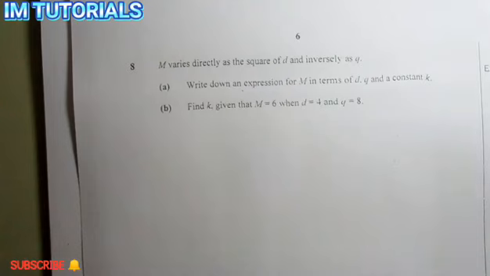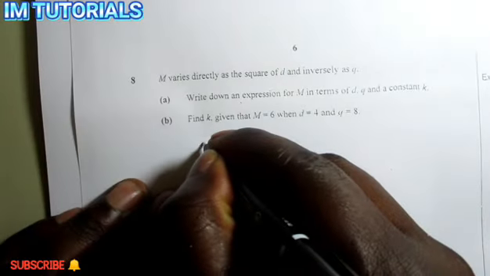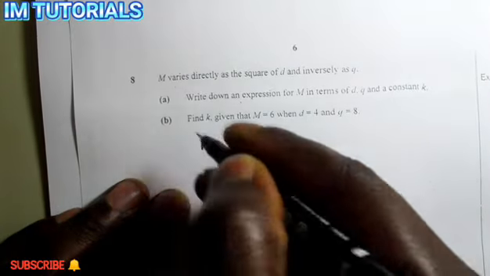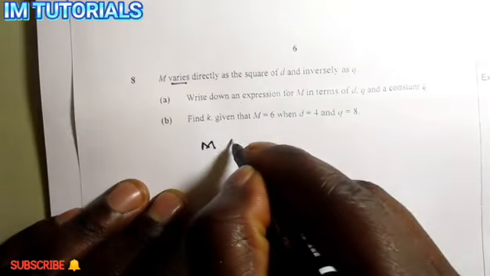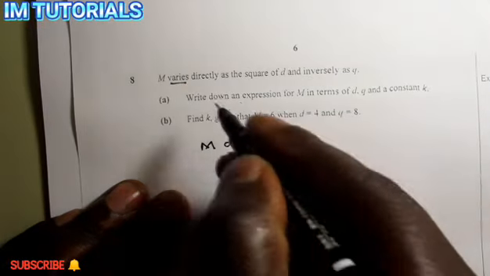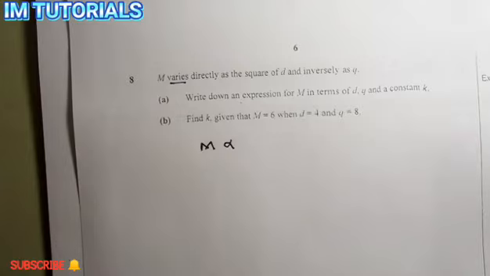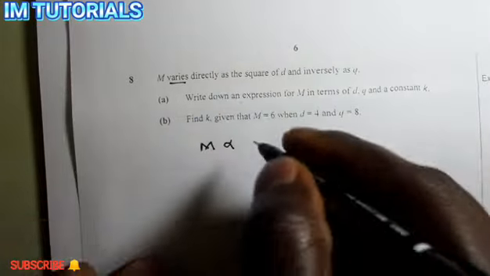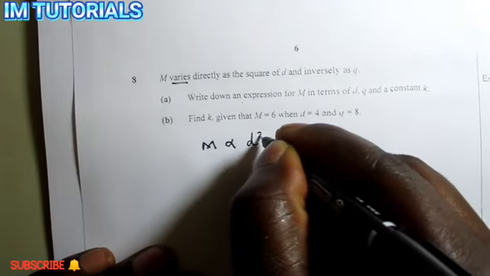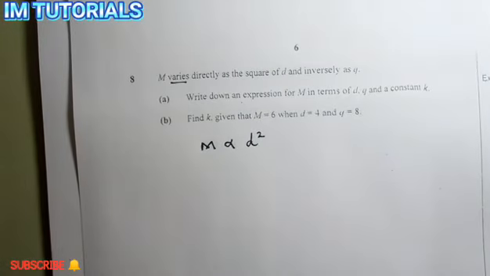To question number 8, it reads, m varies directly as the square of d and inversely as q. This is what we call joint variation. Right, so what you need to do here, you start by writing m, then varies. You put the variation sign like this. Directly means take the terms as they are. So directly as the square of d. Square of d means d squared. So you are going to take d squared as it is.